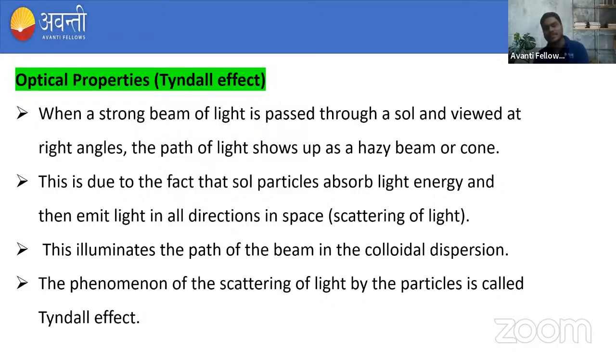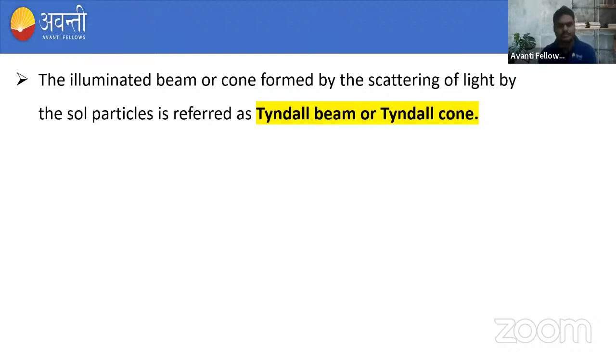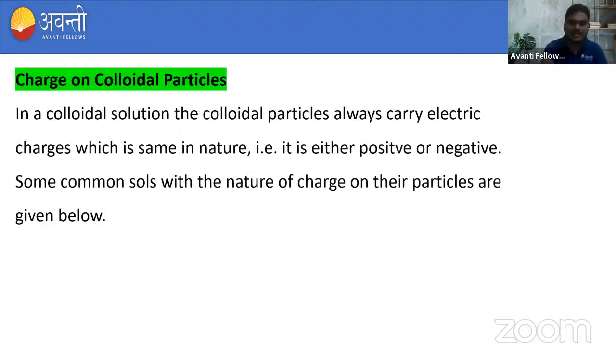That scattering of light is basically known as the optical Tyndall effect. This illuminates the path of the beam in the colloidal dispersion. The phenomenon of the scattering of light by the particles is called the Tyndall effect, right? So this is all about optical properties. Basically, we can remember the Tyndall effect as scattering of light by colloidal particles. Now, the illuminated beam or cone formed by the scattering of light by the sol particles is referred to as the Tyndall beam or Tyndall effect. Now, what is the charge on the colloidal particle?